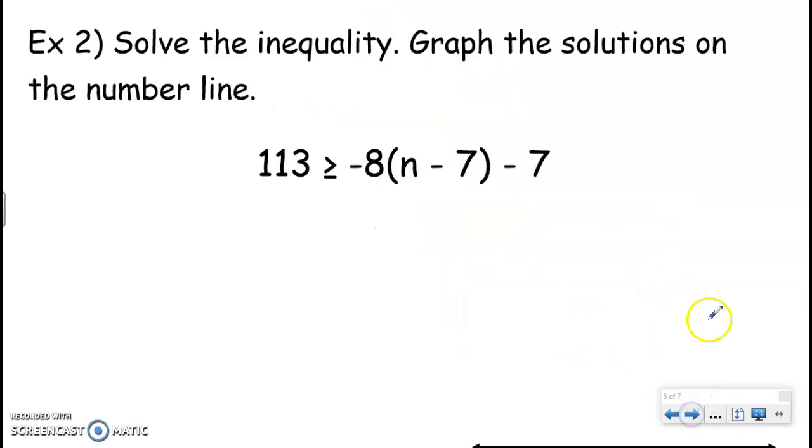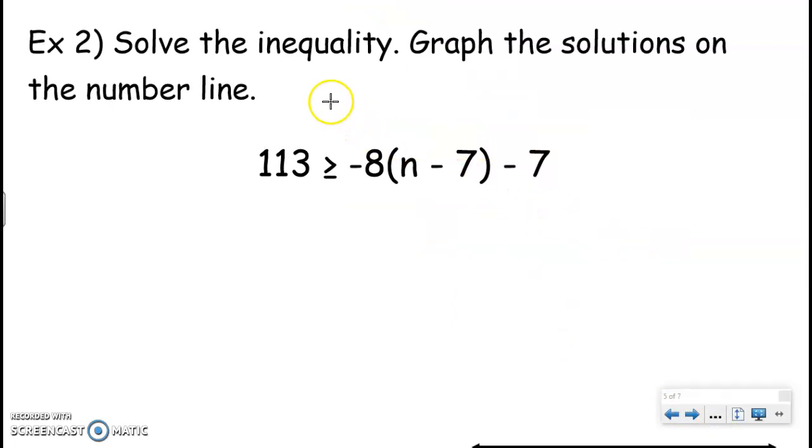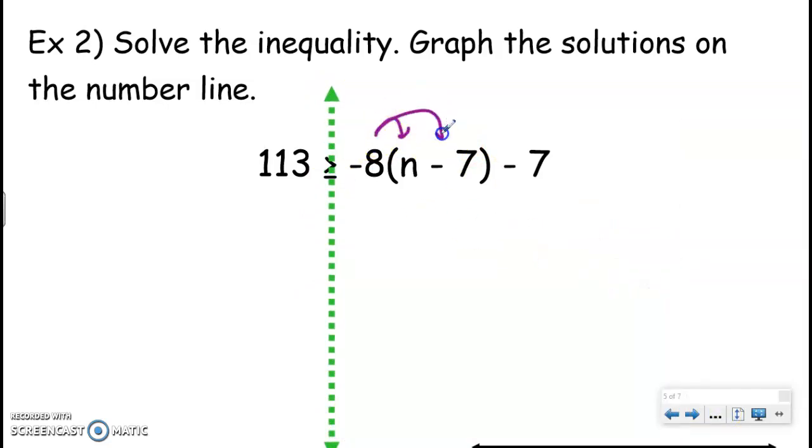Okay, next problem. Same thing. Draw your line through your equal sign or your inequality sign. Distribute if you need to. So let's distribute on the right side and bring my 113 down. Negative 8 times n is negative 8n. Negative 8 times negative 7 is positive 56.